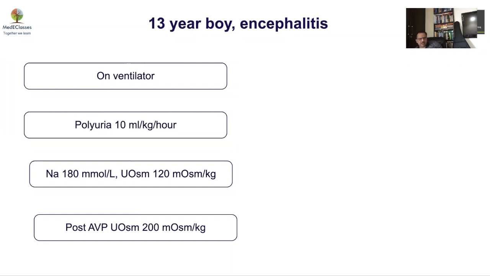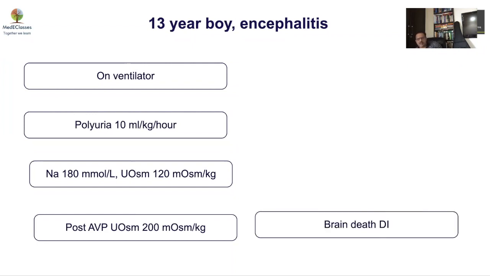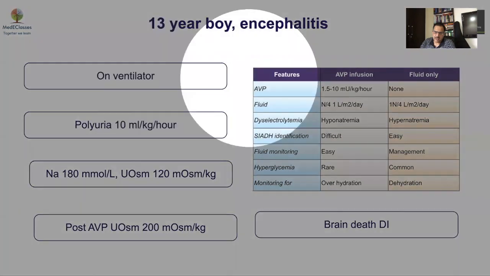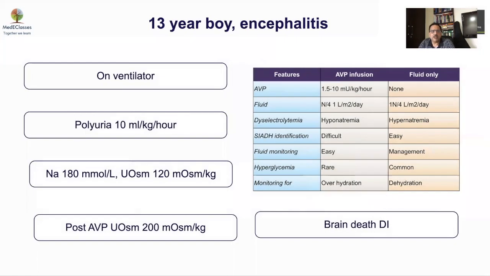So this is a classical presentation of brain death DI, because the AVP neurons are very widely situated. It would usually not be affected in that sense unless there is diffuse damage. So if you have somebody who is very sick on ventilator, suddenly pours a lot of urine, it's brain death DI, which you have to think of, and we can manage them with either AVP infusion or fluid-only therapy.